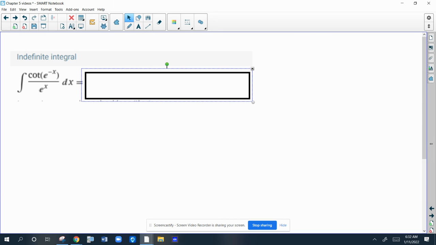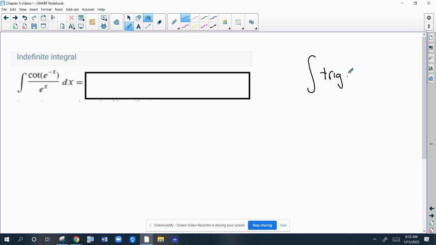All right, here we go with another integral, and this is a trig integral. It's the integral of cotangent of e to the negative x over e to the x. So for this one, the only thing we really have going for us is we know that we can integrate any trig function now that we've learned natural log. So any trig function, sine, cosine, tangent, secant, etc., of u, du, we have formulas for.